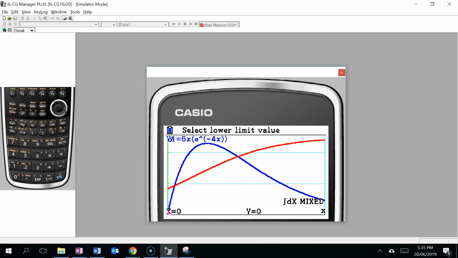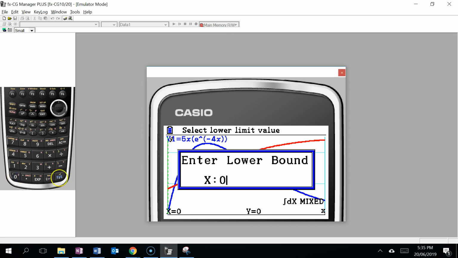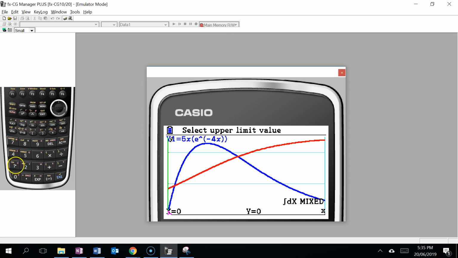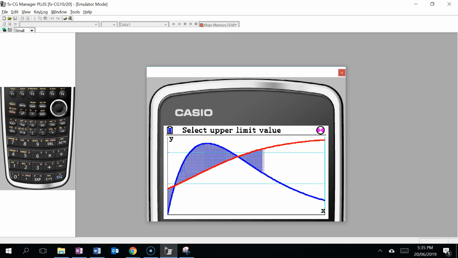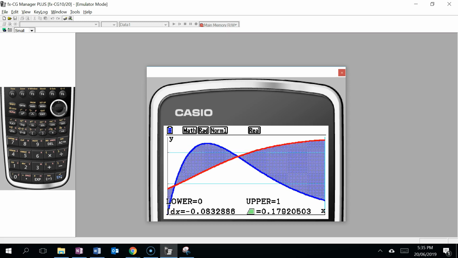Now, mixed lets you set the function anywhere. So we're going to start at 0, and we're going to go to 1. Now, what the mixed function does is it says, okay, well, we know that we want the area between the two functions. It assumes that. And it says, well, we don't necessarily just want the integral, but we want the area. And so the area in this case is 0.179. So when it's this little bit here that's colored in green, it's 0.179.